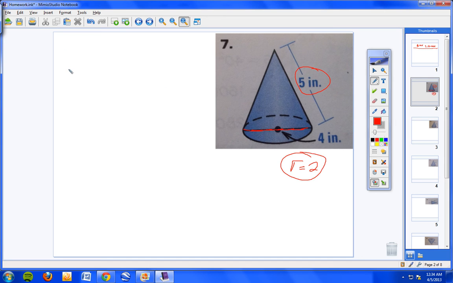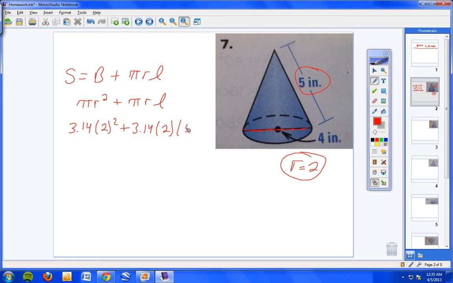So with that in mind, let's go ahead and use our formula, which is area of base plus pi RL. And of course, area of base is going to be a circle. So really for area of base, it's pi r squared plus pi RL. So I'm going to go ahead and put 3.14 for pi times 2 squared. And then over here, 3.14 times my radius, which is 2, times my slant height, which is 5. Over here, we should get 12.56 if you multiply this group of numbers together correctly. Then over here, you should get 31.4.